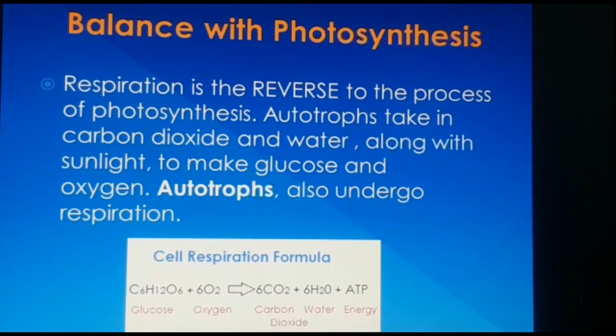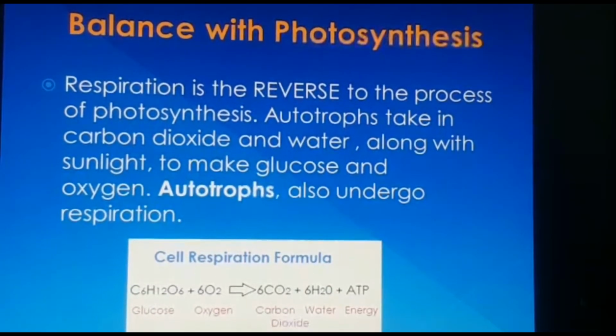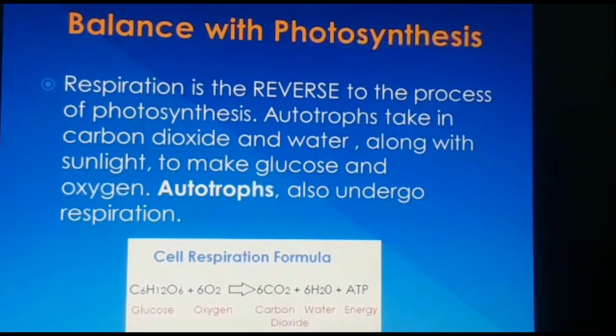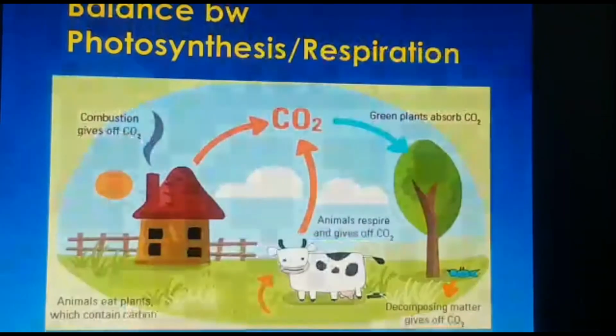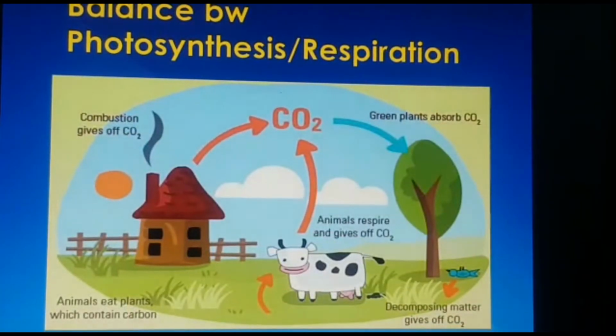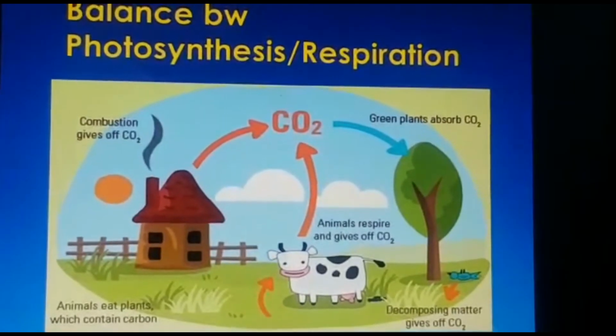Now, the cellular respiration which is happening at the level of the cell is given by this equation, which you can see: C6H12O6 plus 6 O2 gives 6 CO2 plus 6 H2O plus ATP. Now this is the energy currency. ATP is the energy currency of a cell. So now, a slide showing you the balance between photosynthesis and respiration.